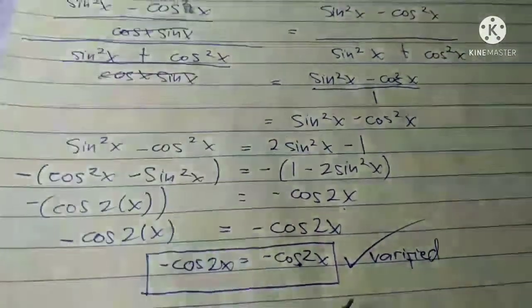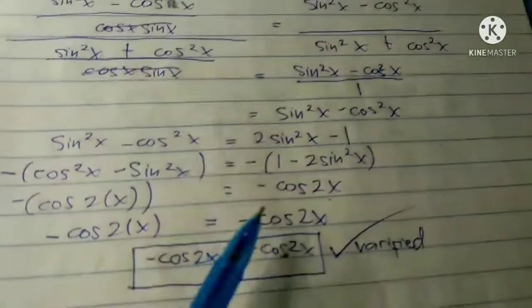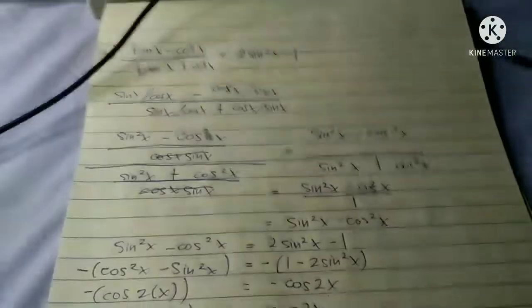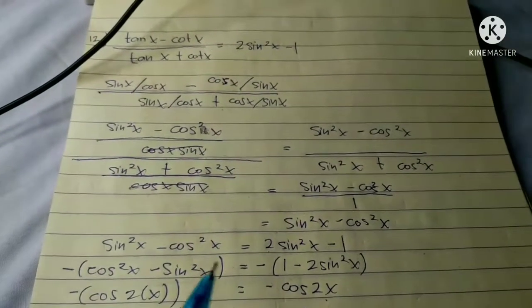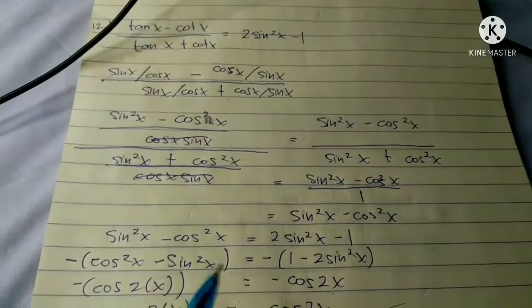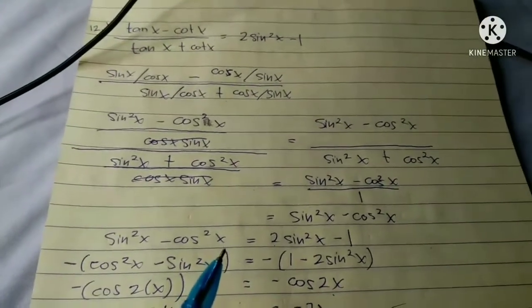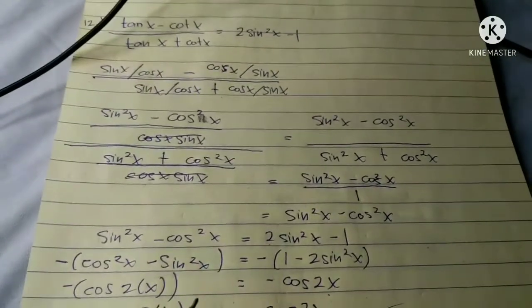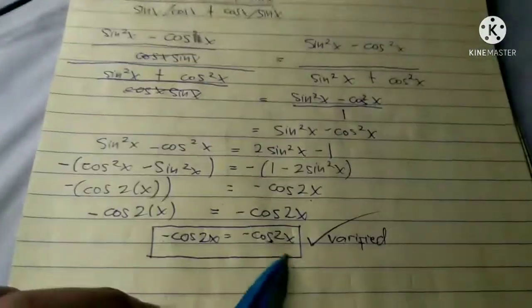So we can say that this is an identity, and it is true that tangent x minus cotangent x over tangent x plus cotangent x is equal to 2 sine squared x minus 1. So this number 12 is verified.